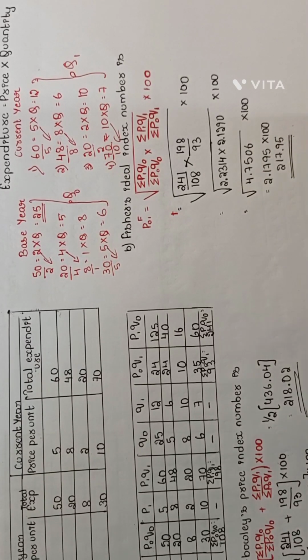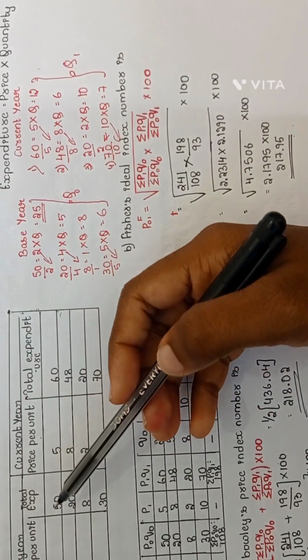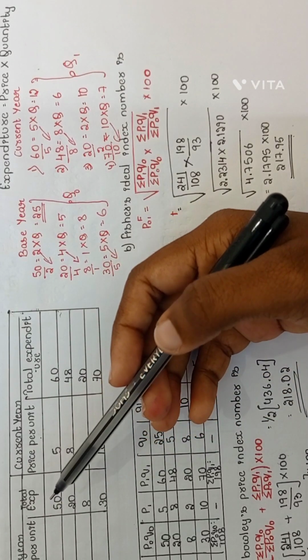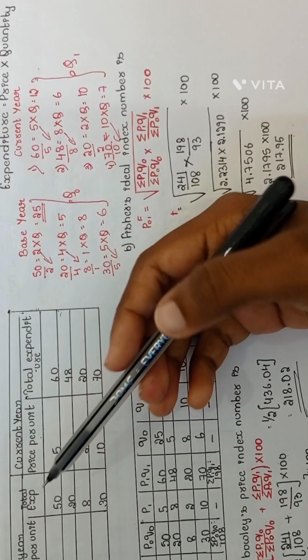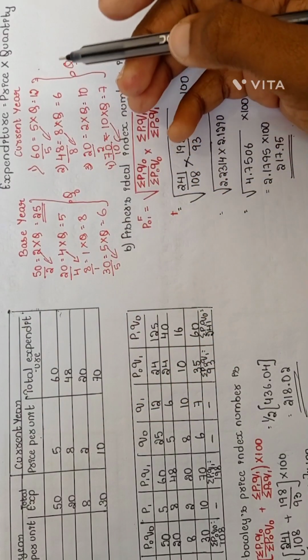So it's very simple. You have to identify whether it is a total expenditure or a quantity. They would have given the total amount. So in certain cases you have to compute this quantity.